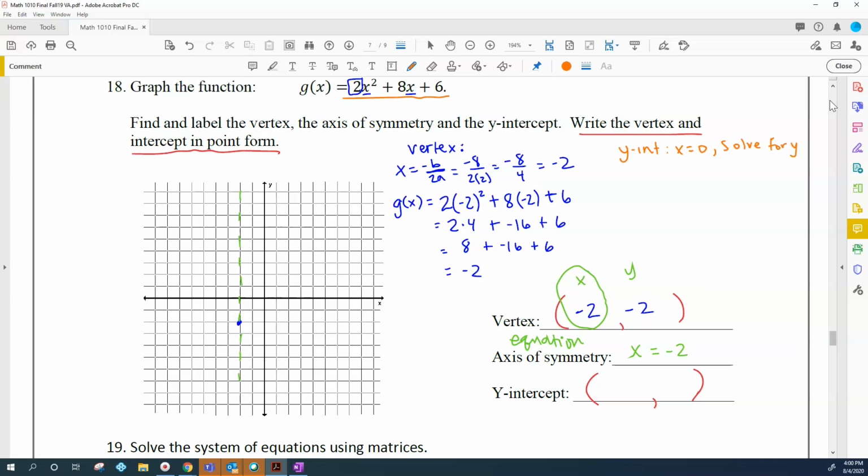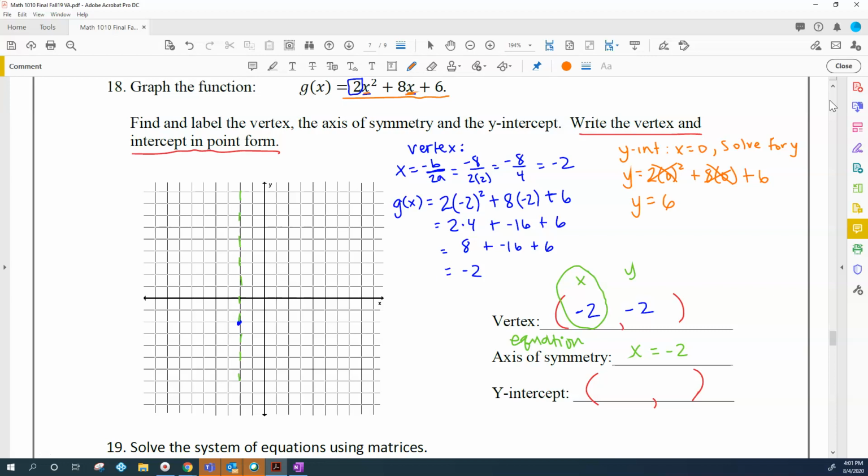So whether you have a parabola or a line or whatever graph it is, it doesn't matter. This is always the way you find the y-intercept. So if I let x be 0, let me just write it down here. So if I have y equals 2 times 0 squared plus 8 times 0 plus 6, all of this first term goes to 0, and that second term goes to 0, so I'm just left with y equals 6.